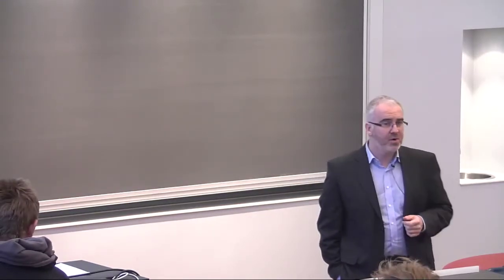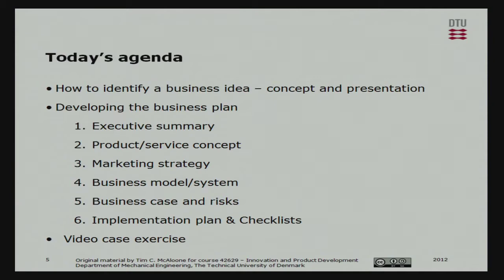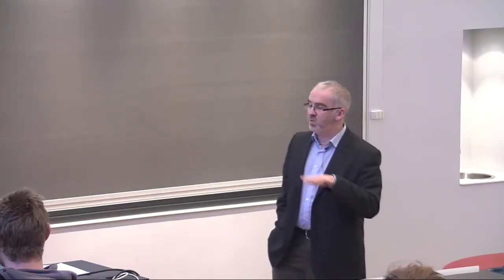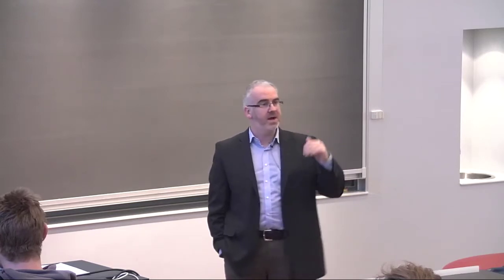This is the way I'd propose to give you all this information today, and it's not actually a proposal, I'm just going to do it. So first I'm going to talk about how to identify a business idea. And then into the actual business plan, I'm going to walk step by step through the business plan with you, how to develop the business plan, all the way from the executive summary, describing the product and service concept, through to the market strategy, the business model and the system, as I talked about a little bit before, the business case and the risks, and then the implementation plan, including the financial plan, and then we'll do a case at the end around this. We'll do a couple of cases along the way as well.